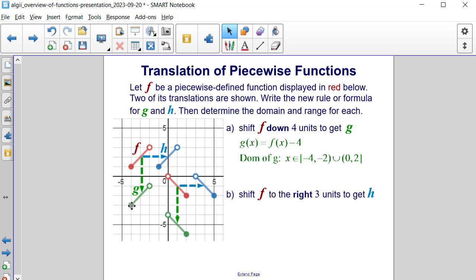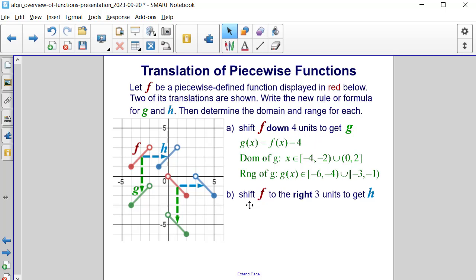The range will end up being from -6 to -4, including -6, and then in union with -3 to -1. It's important to note that the domain for both f and g are the same. However, the range is the section that is impacted by this translation because it went down 4 units.